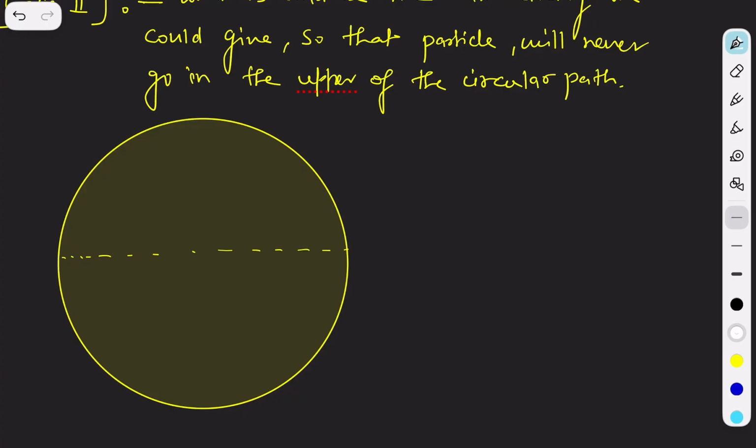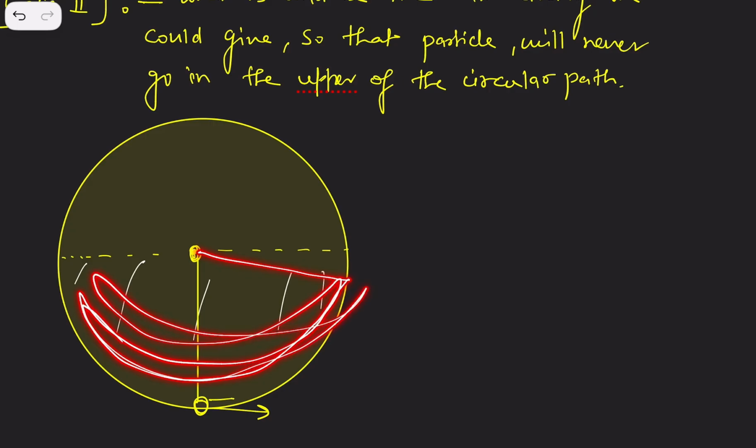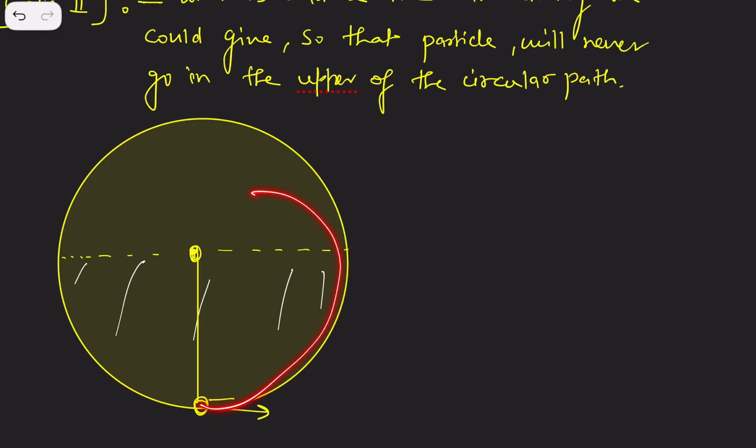Okay, and what I'm interested in is how much maximum velocity we can give to this, so that it will oscillate in this zone only. Okay, it will oscillate in this zone only, it will never go in this zone. It should not go in this zone, that is our interest. So let's try to understand that also, guys.